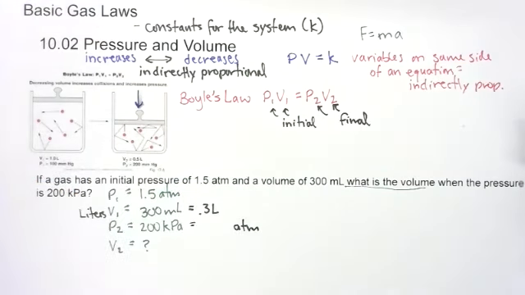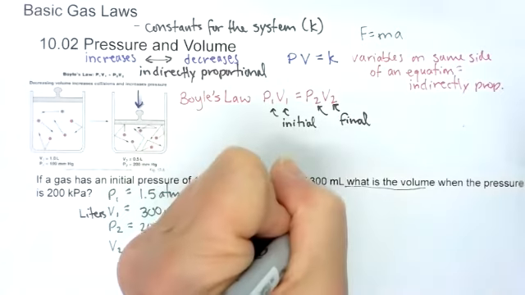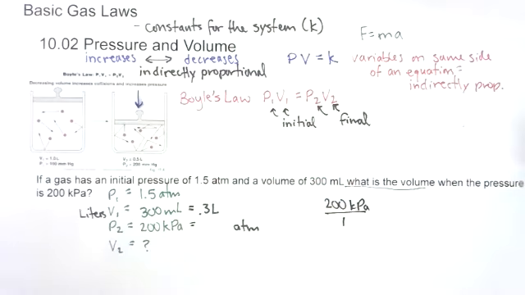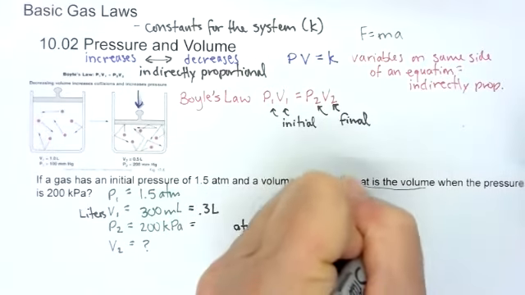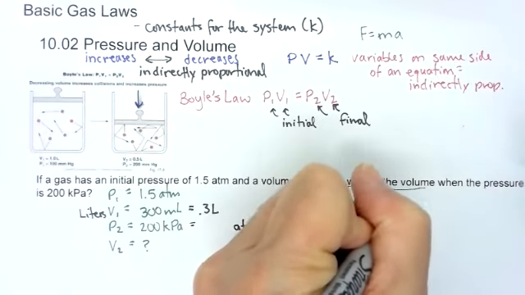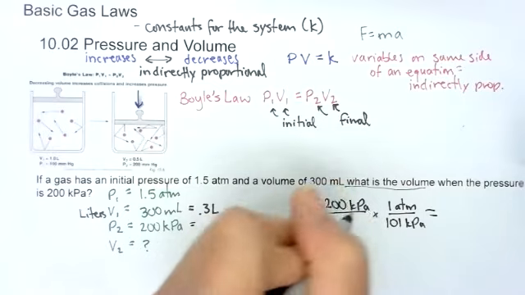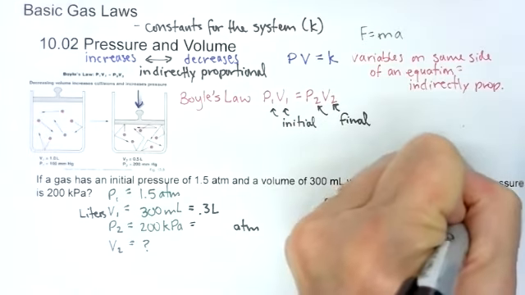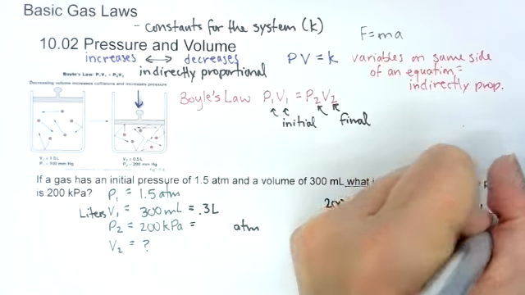If you remember, we're going to do dimensional analysis. So I have 200 kilopascals. I'm going to put that over 1. And if you remember, we've learned that 101 kilopascals is equal to 1 atmosphere. Cancel my units, and when I multiply and divide this, I get that this is 1.98 atmospheres.